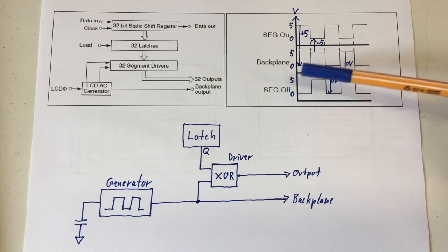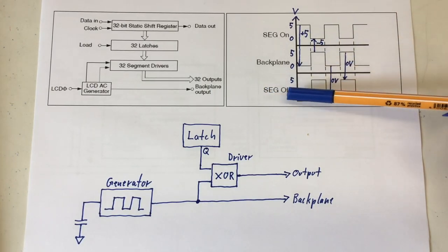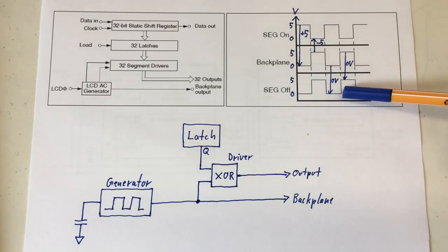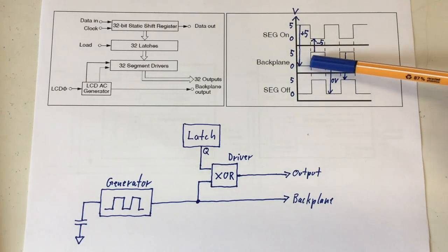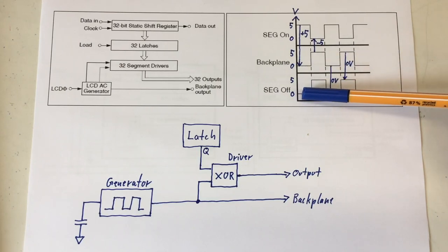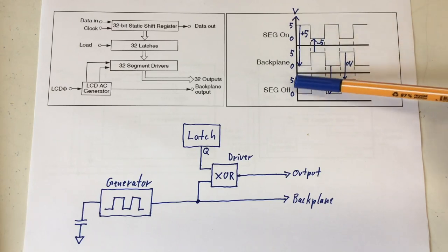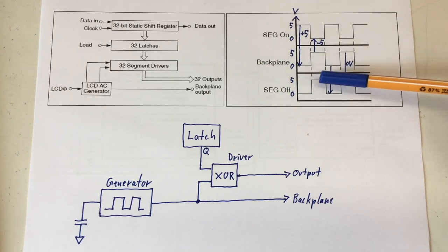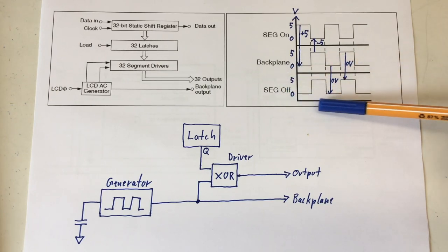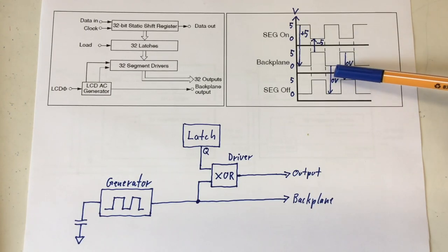For a segment in the off state, it's simply the reverse. Its output is synchronous to the backplane. So if the backplane is 0, the segment output is on 0 volts. If the backplane is on 5 volts, the segment output is on 5 volts. So the segment in the LCD sees nothing, 0 volts all the time.